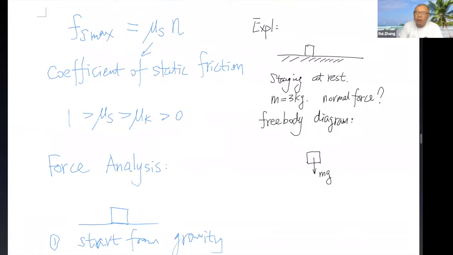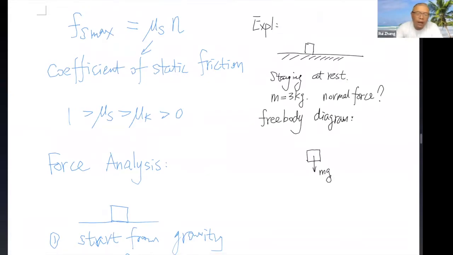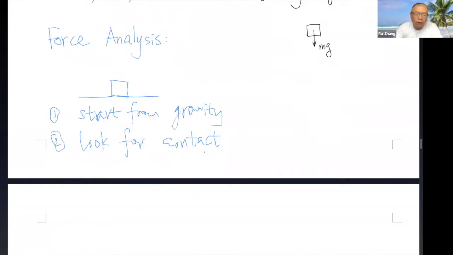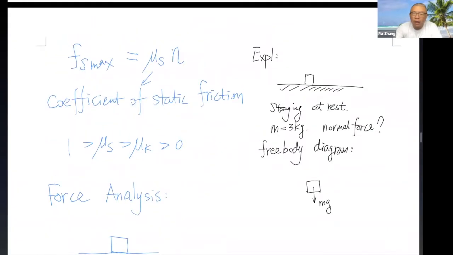After that, you should look for contact. In this case, we have contact with a surface. As we know, with contact with a surface, it's possible to have normal force and also possible to have friction. Well, this thing's not moving, so definitely there's no kinetic friction. And there are no forces along the horizontal direction, so there's no static friction either. So basically there's no friction. The only force you have from the surface is just the normal force.